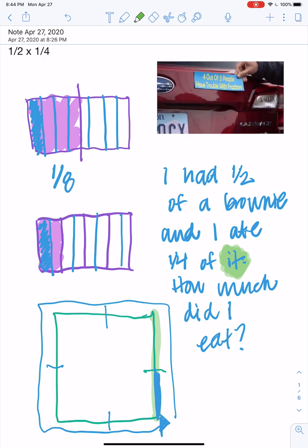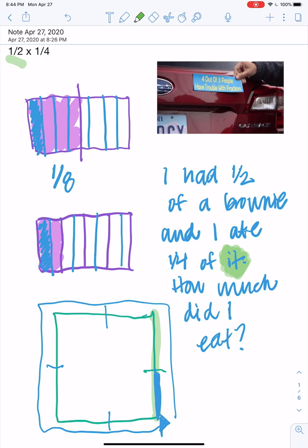I purposely posed a story here using food, and also using the way that a lot of people in class started, where they started with the 1/2 and then taking the 1/4 of something. But what I'd like to encourage you to do is to think about maybe some non-food contexts or non-area contexts that you could maybe pose a story for.